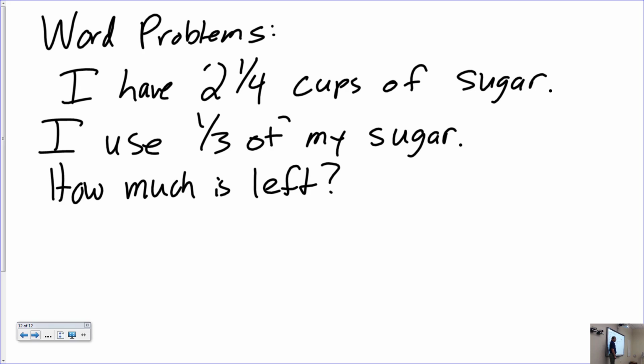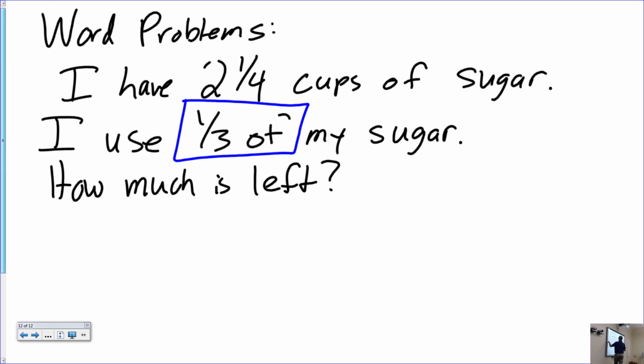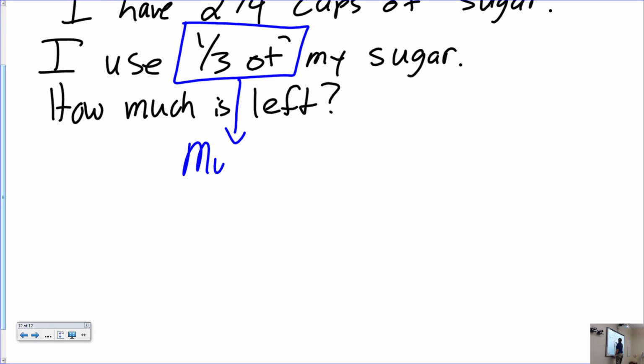No, I cannot just subtract 1/3 from 2 1/4, because I didn't use 1/3 of a cup of sugar. I used 1/3 of the sugar. So here's one of the things that I want you guys to start getting used to. When you read these word problems with fractions, if you ever see a fraction followed by the word "of", that means multiply in order to figure out how much sugar you used.